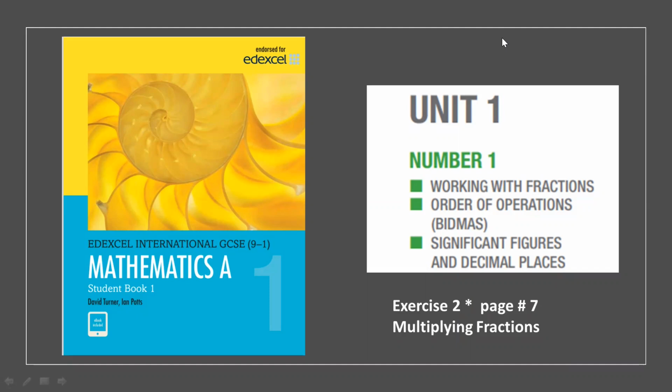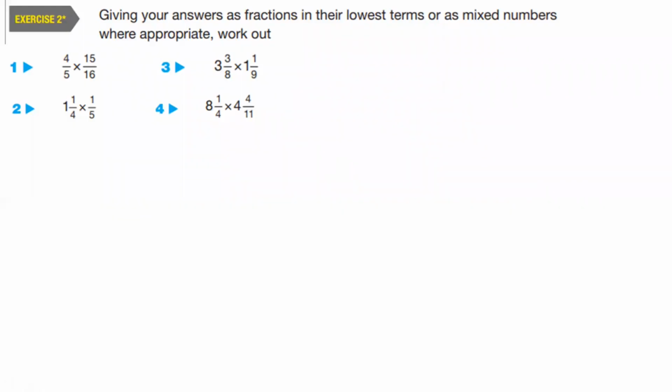Today let's start with Book 1, Unit 1, Exercise 2 star given on page number 7. Topic is multiplying fractions. We start with question number 1, Exercise 2 star. Giving your answers as fractions in their lowest terms or as mixed numbers where appropriate, work out. So question number 1: 4 upon 5 times 15 upon 16.